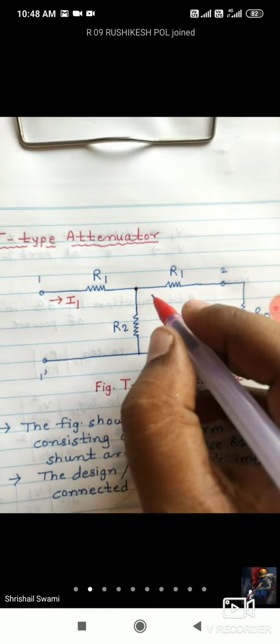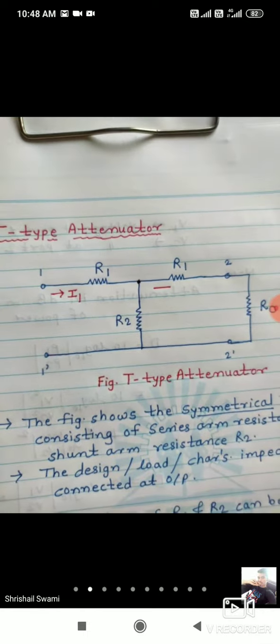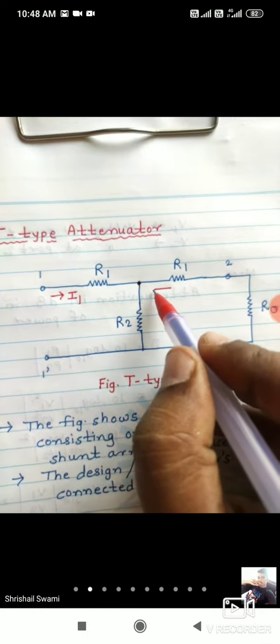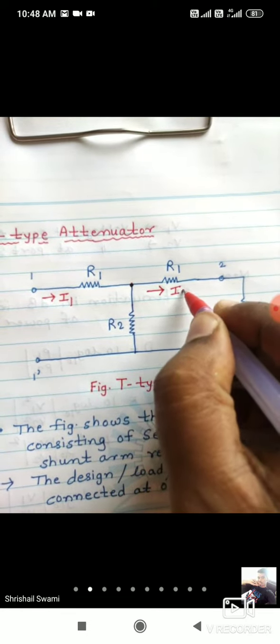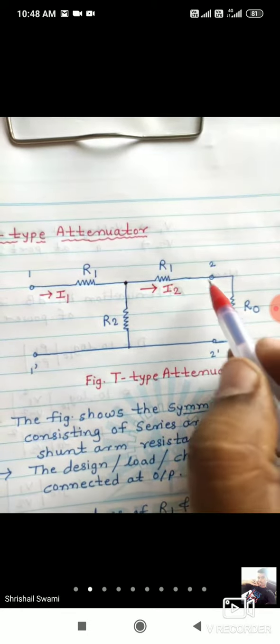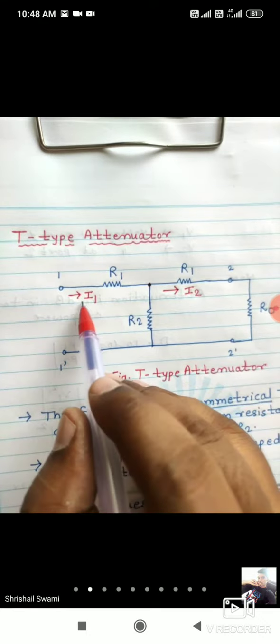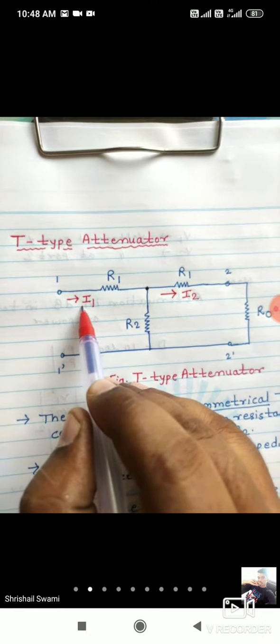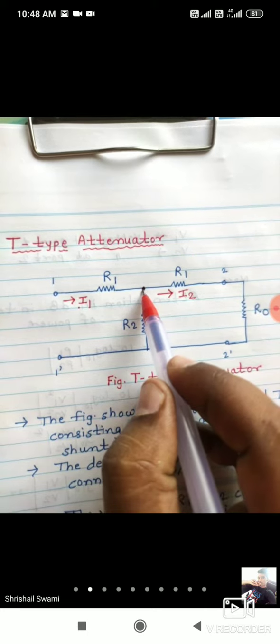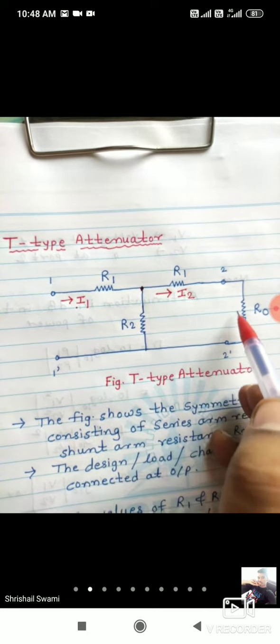Okay. Next, suppose from this point the current gets divided. थोडा करंट या डायरेक्शन मध्ये जाईल and remaining current will flow in this direction. So as these two are connected in series, same current is flowing through this. So consider this current is I2. According to two-port network, this current will be I2. Okay, so I1 is the input current, and at this point current is getting divided. So I2 current is flowing through this path.